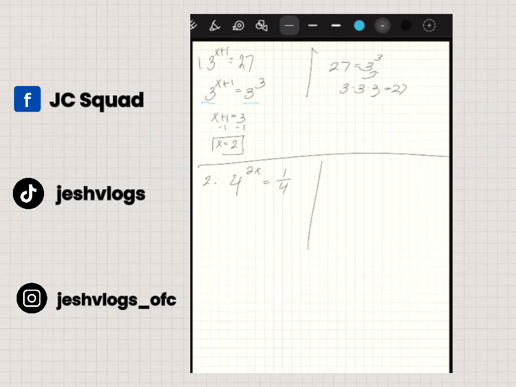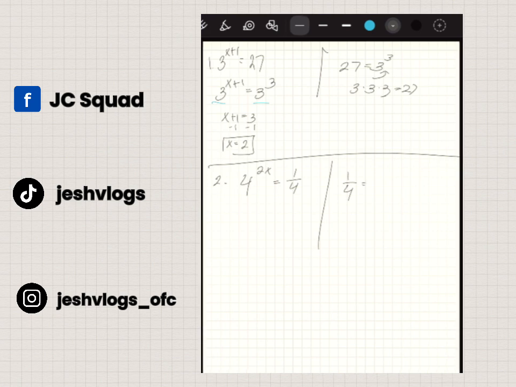So what I said in another video is when we have a fraction, let's say for example 1/4, we can use the negative exponent law. So 1/4, we can say that it is 4 raised to negative 1. So we can replace 1/4 with 4 raised to negative 1. Now the bases are equal, so we can equate the exponents. So 2x is equal to negative 1. And then we solve for x by dividing both sides by 2, and we get that x is equal to negative 1/2.